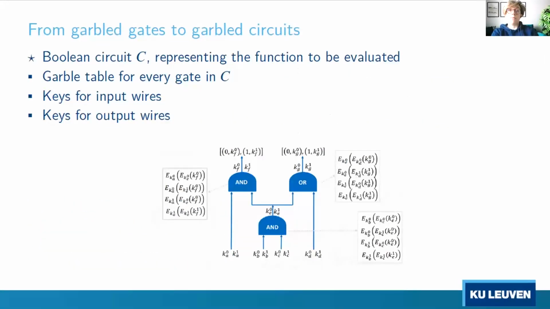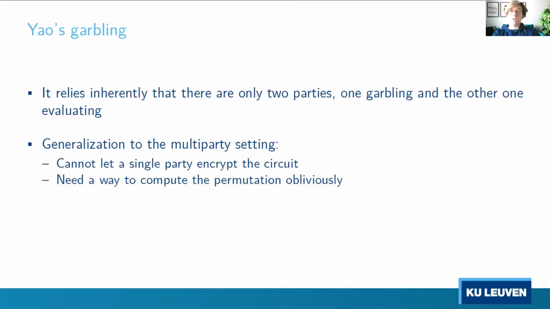Now, given the garbled gates, we can construct, of course, the entire garbled circuit. This garbled circuit will consist of a garbled table for every gate in the circuit, exactly as we have seen in the previous slide, keys for the input wires and keys for the output wires. So here in the picture, we have a toy example with a very simple function. We have 3 gates, so we have 3 garbled tables, one for each gate. And then the keys for the 4 input wires, so 2 keys for each input wire, so 8 keys for the input, and 2 output wires, so 4 output keys. So this is a garbled circuit.